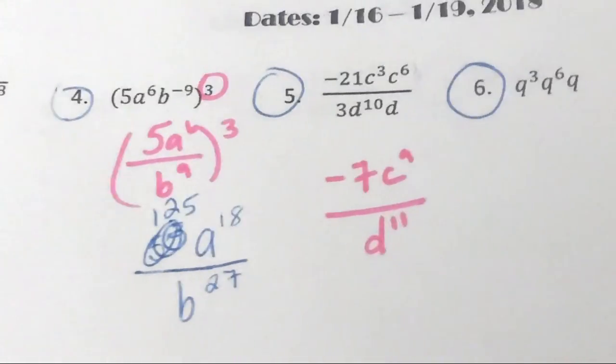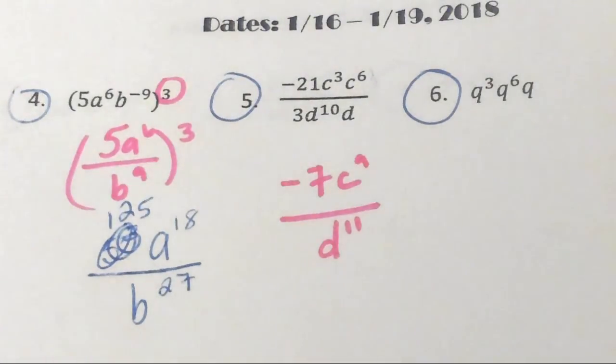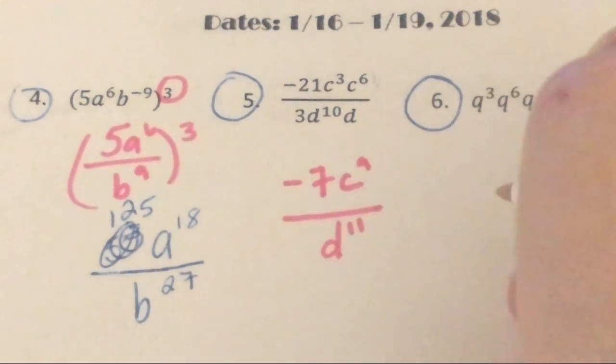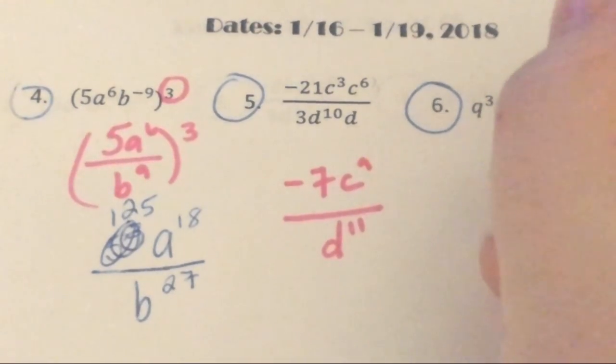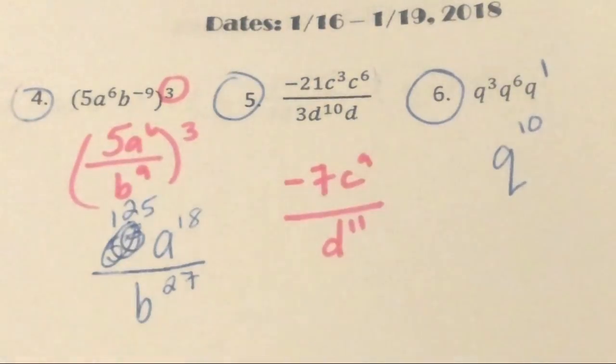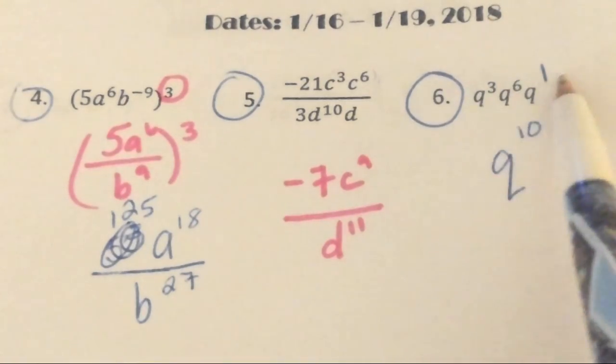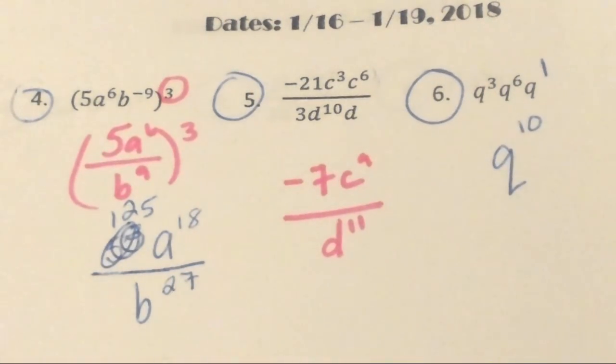Okay, next we have number 6, and that's the easiest one of the day. We're multiplying, so we literally just add our exponents, so it's q to the... If you said 9th, that makes me sad. There's an understood 1, 3 plus 6 plus 1 is 10. Every group can have a point, but you and I both know that I heard a 9 from someone. Okay.